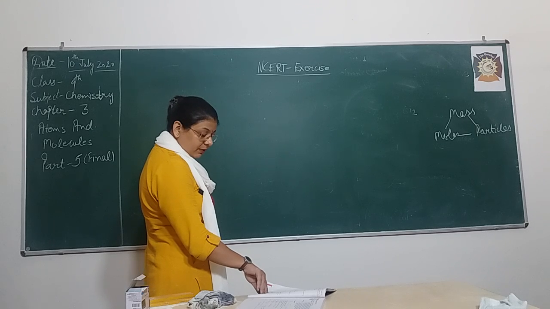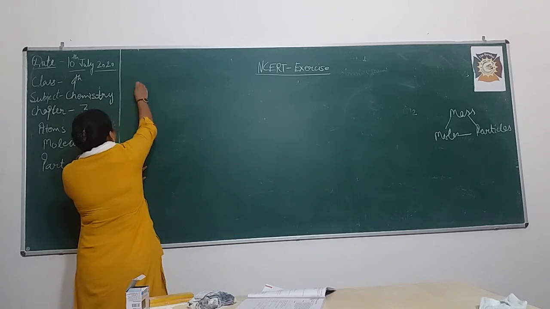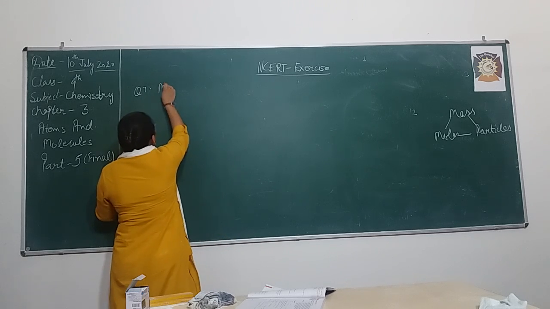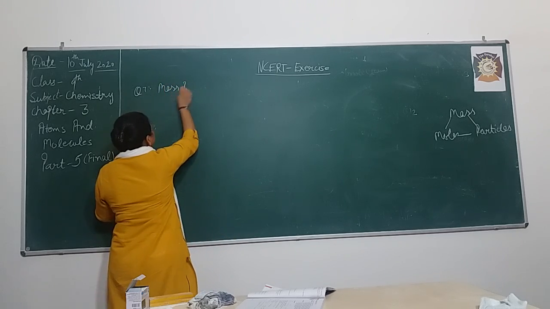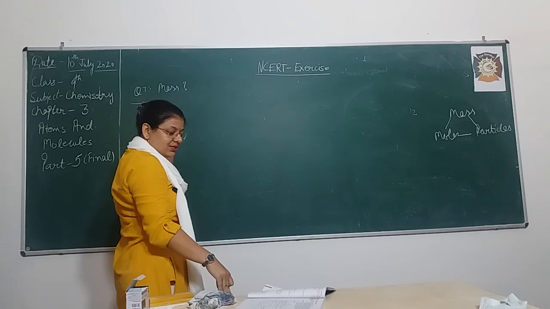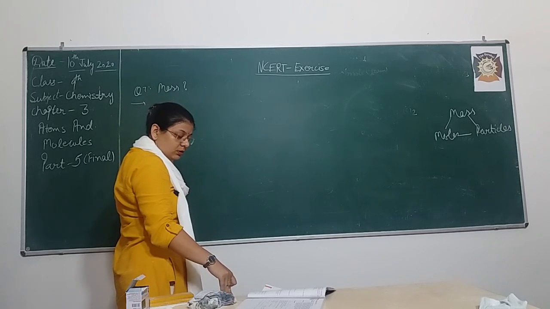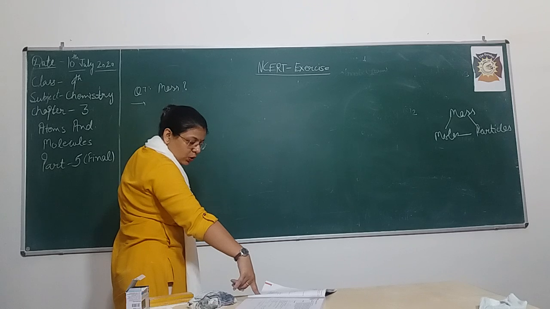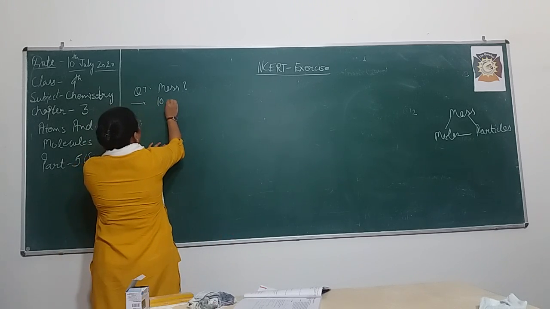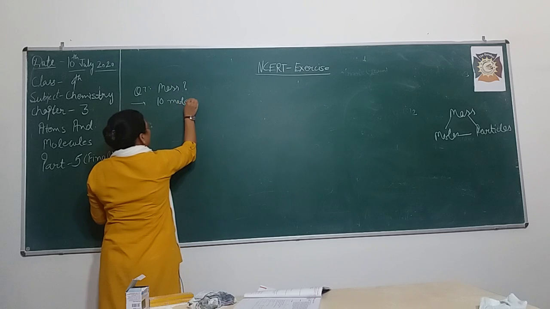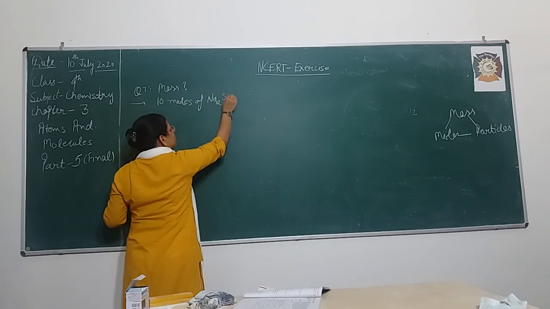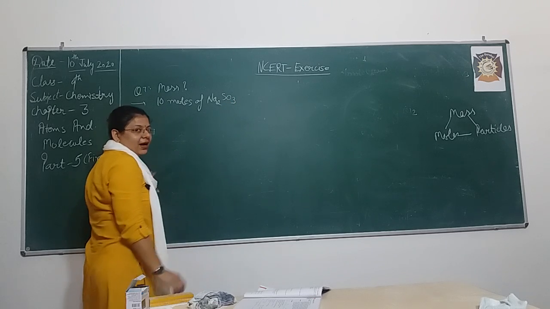The first one is the 7th. In question number 7, you have to calculate the mass, and moles are given to you. For example, I am going to discuss part C with you. It's 10 moles of sodium sulfite, that is Na2SO3.